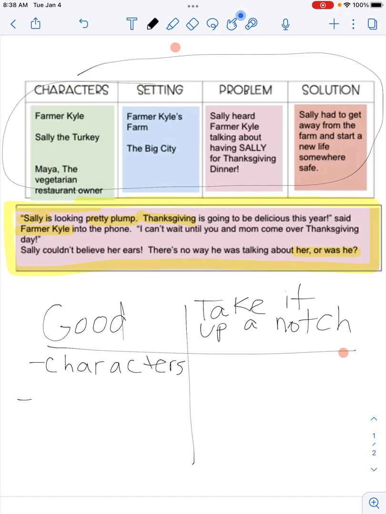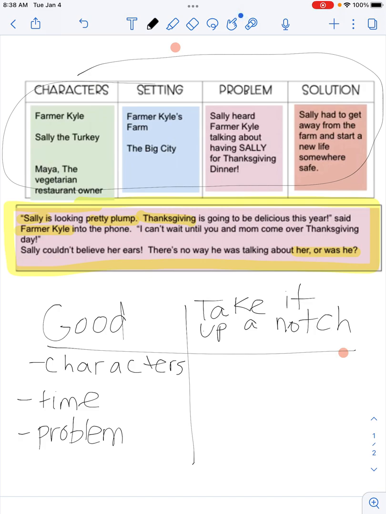So she has included the characters, somewhat of the setting, like the time, because she mentioned Thanksgiving, and she includes part of the problem. So that's really important to include those things in your introduction paragraph, and you did that during your turkey writing, or hopefully you did.